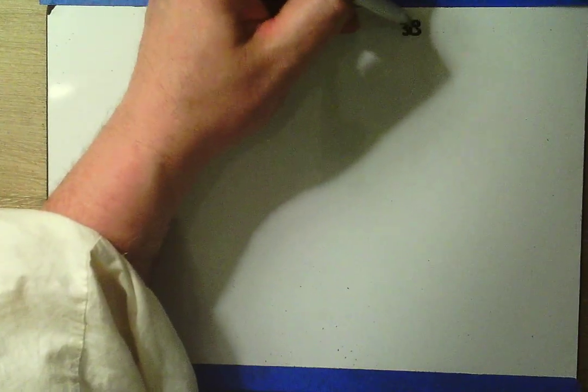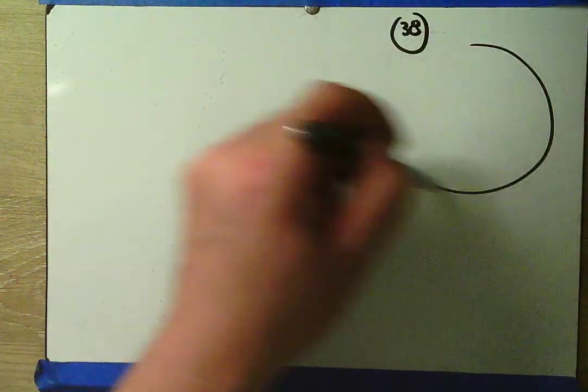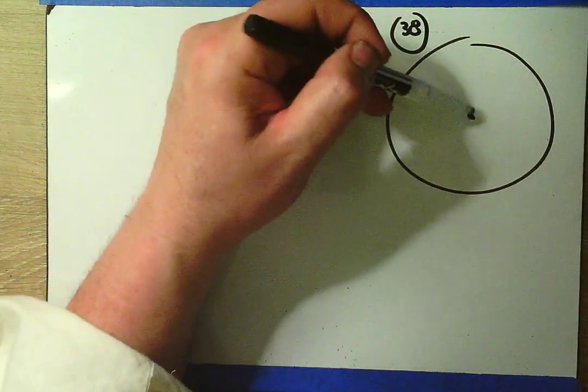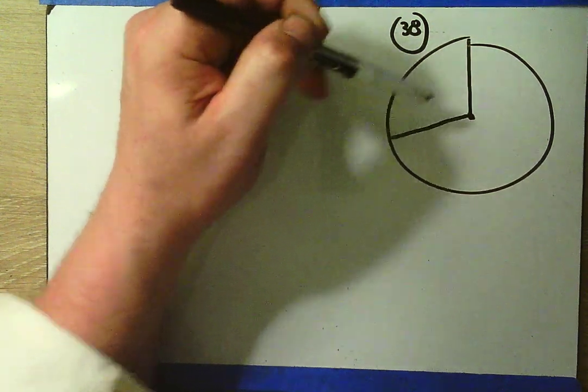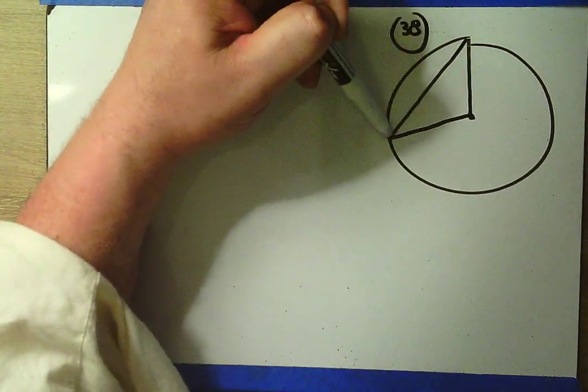38. We've got a circle, we've got a center, we've got some radii, and we've got this chord.